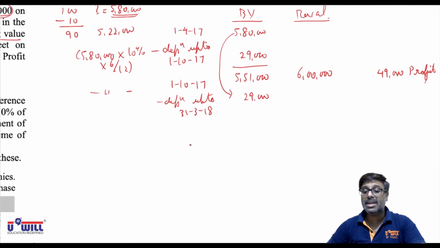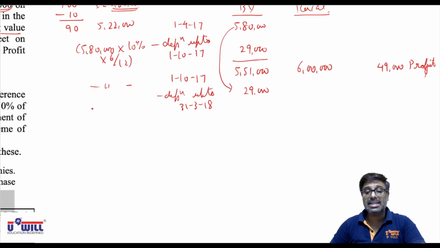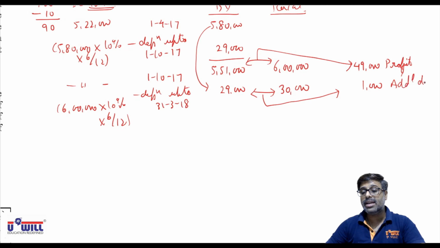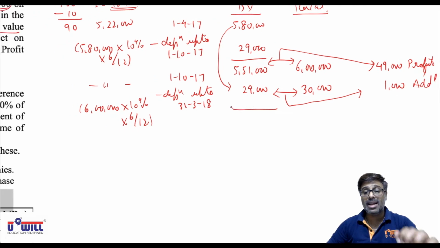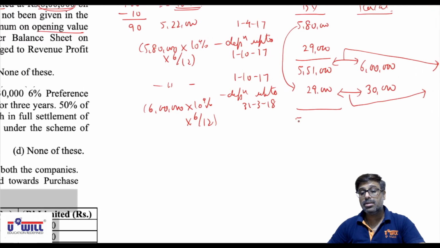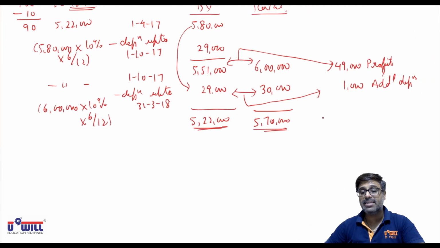But here the depreciation will be calculated on 6 lakhs. So 6 lakhs into 10%, that is 60,000 into 6 by 12, that is 30,000. Now this difference is 49,000 and this difference additional depreciation what we have to charge is 1,000. Okay, 1,000 will be the additional depreciation that we will have to charge. In the balance sheet, the value is 551 minus 29,000, that is 5,22,000 in the balance sheet. But in our consolidated balance sheet, 6 lakhs minus 30,000, what we will write is 5,70,000.